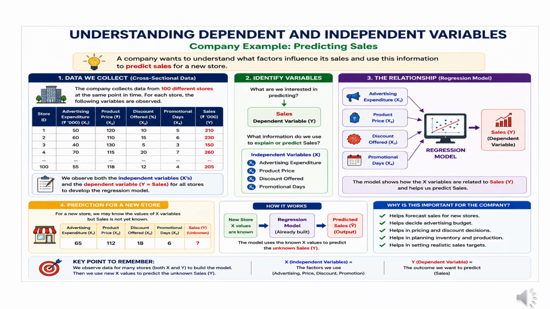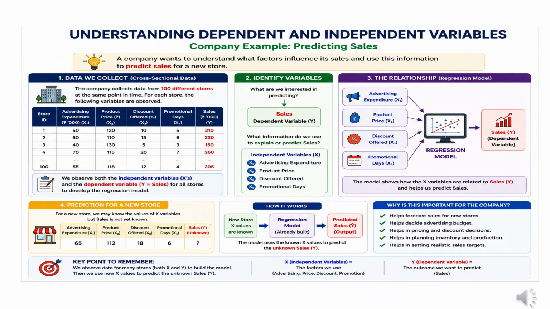Now, let us understand dependent and independent variables using a very simple company example. Imagine a company has 100 different stores. The company wants to understand why sales are different from one store to another. So, for each store, the company collects some information. For example, how much money was spent on advertising, what price was charged, how much discount was offered, and how many days the company ran promotions. At the same time, the company also knows the actual sales of each store.